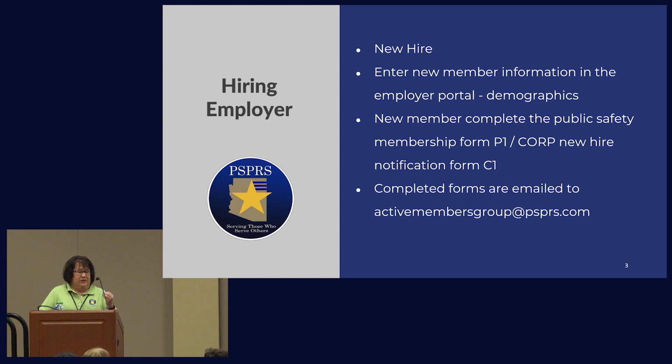Another step that we need is to have that P1 or C1 completed, and that needs to be emailed to our active members group. As long as the demographics has been updated, the active members group can do their part to review that member's record and get those beneficiaries listed. If the member is not in the demographics, then the active members group will get those membership forms and send them back, asking the employer to update that demographic field for each member.